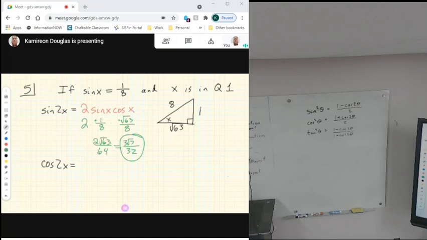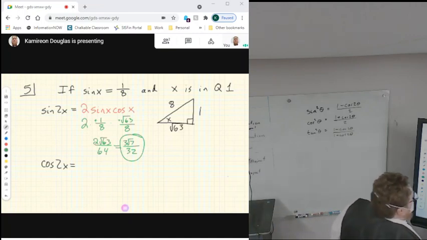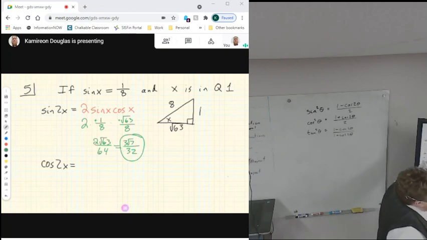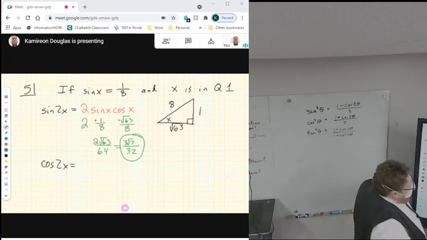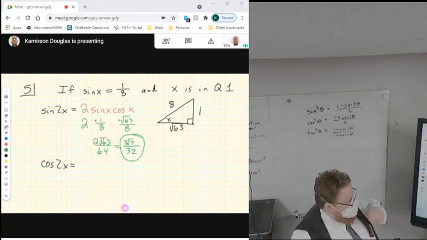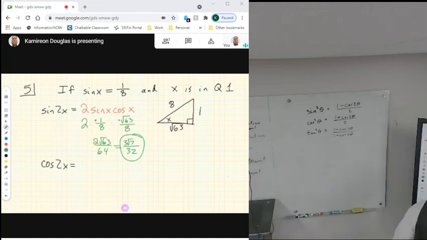I'm going to go on and do cosine. Cosine is very similar, but it has a different formula. So with this one, it's about figuring out the right formula. In the previous case, I used 2 sine x cosine x. For the next one, I will use probably the first formula, cosine squared minus sine squared.